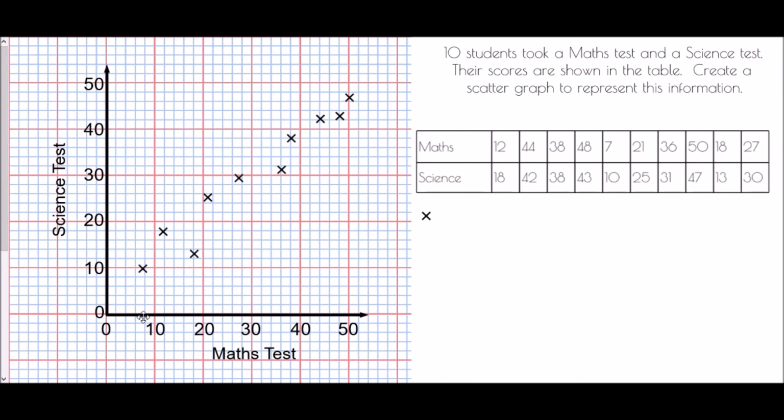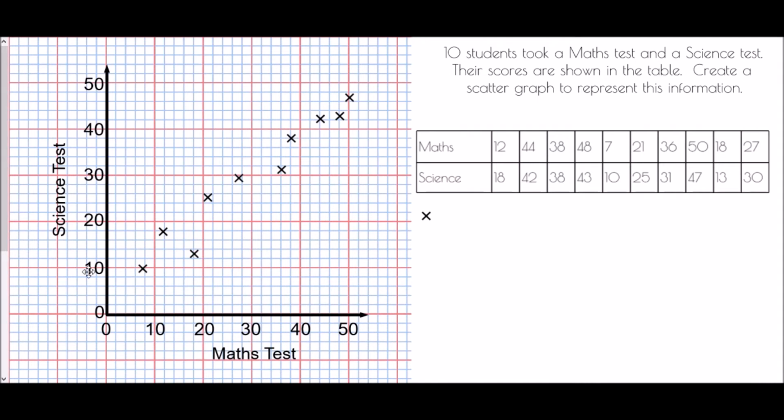And those that haven't done so well at maths haven't done so well at science either. So that is the suggested relationship between them. We may also be asked to actually make some estimates. Now, if we're going to do estimates, we're going to need a line of best fit.